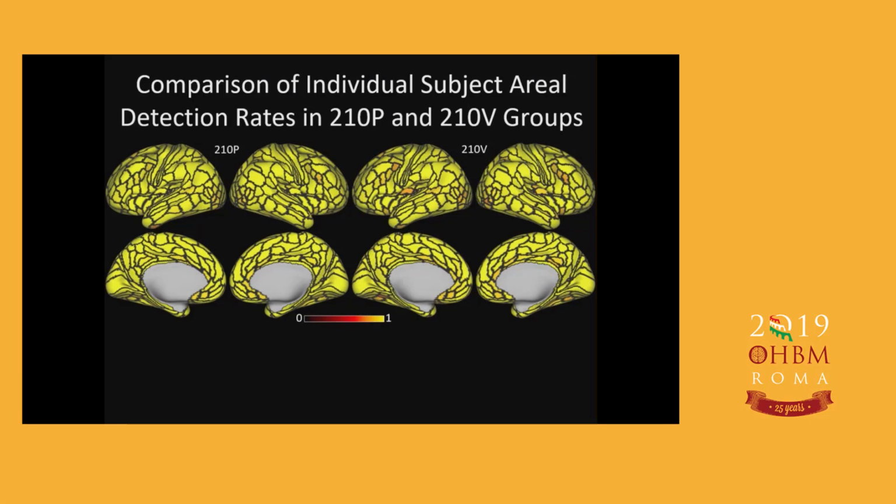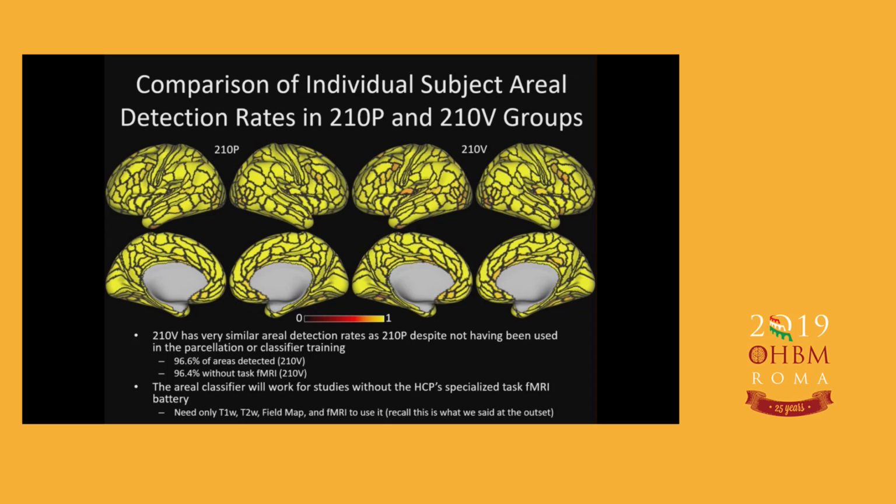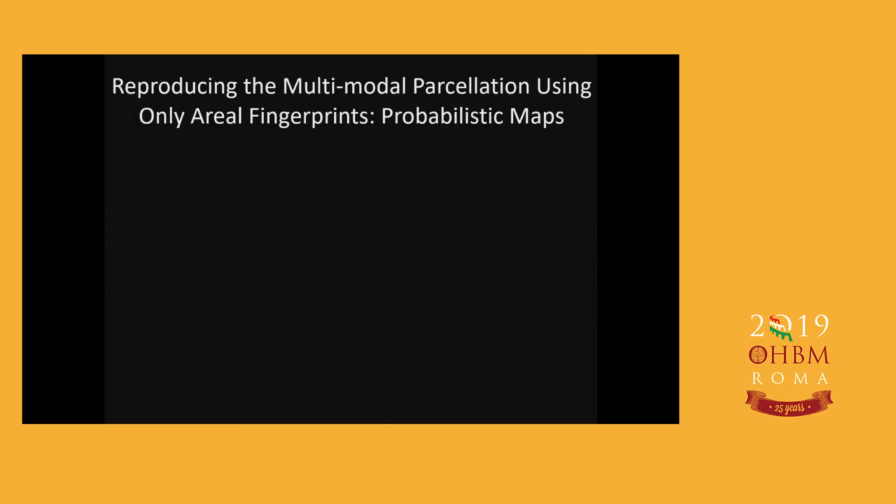So how good is the areal classifier across all of the subjects? Well, the classifier is trained on this data here. It never gets to see this validation data here. So we can see it does close to 1 on both data sets. Turns out that on our validation data set, out of all areas and all subjects, 96.6% of areas were detected. If we leave out the task fMRI data, we do almost as well. That means this areal classifier will work for studies without the HCP's specialized task fMRI battery. We only need T1, T2, a field map, and fMRI to use it, as I said at the beginning.